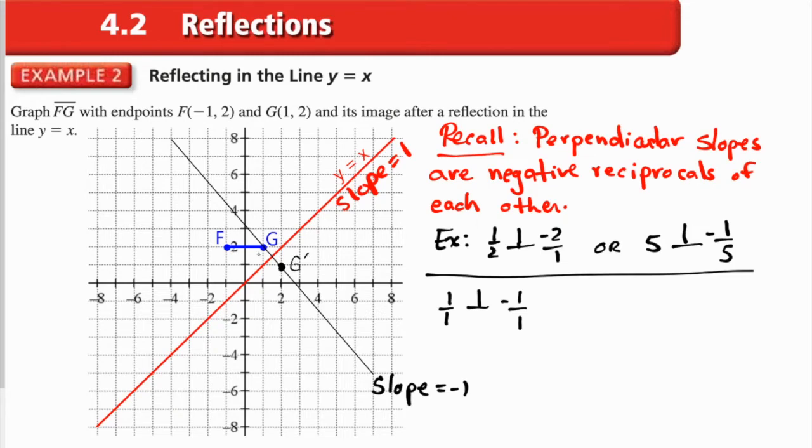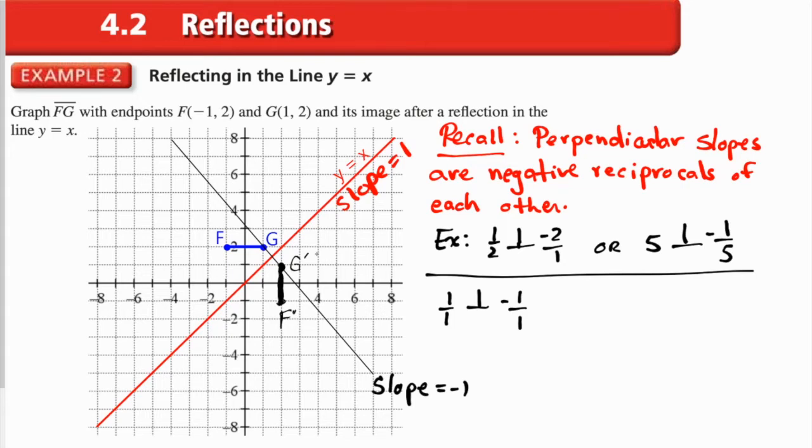And we can use this same path with F. We can see that F is 1.5 diagonals away from the mirror. So we can then count 1.5 diagonals on the other side to get F prime. And then we can connect these 2 points together to give us the reflected segment.